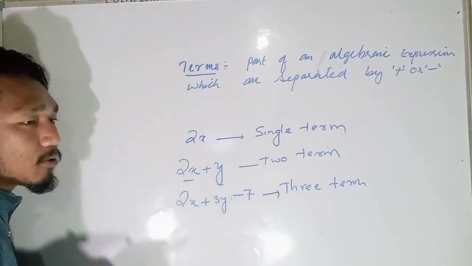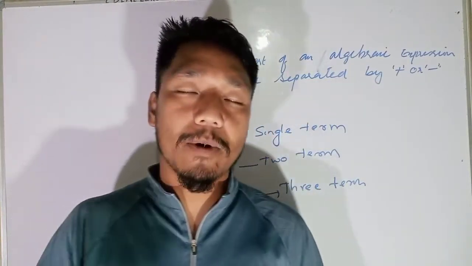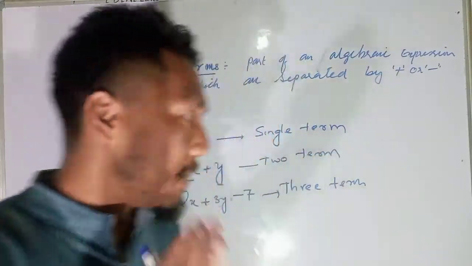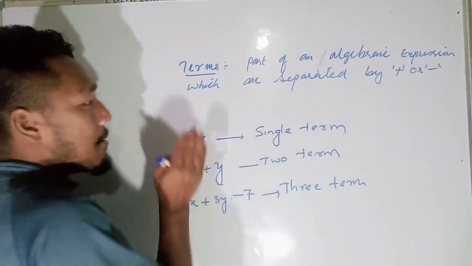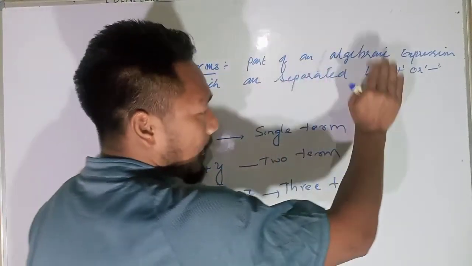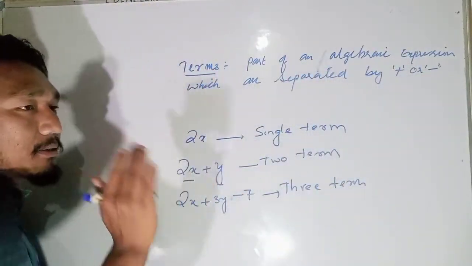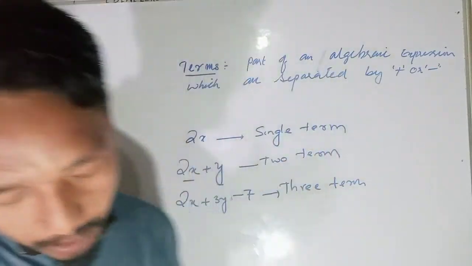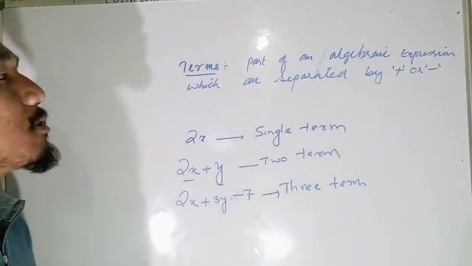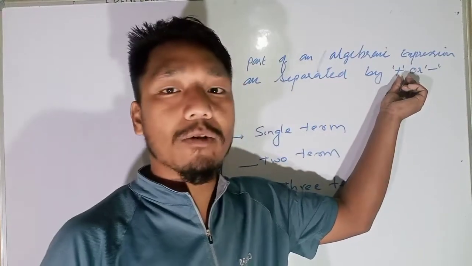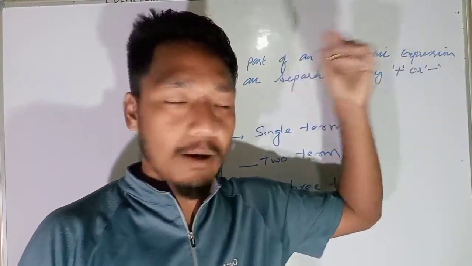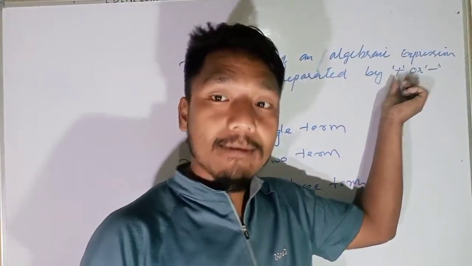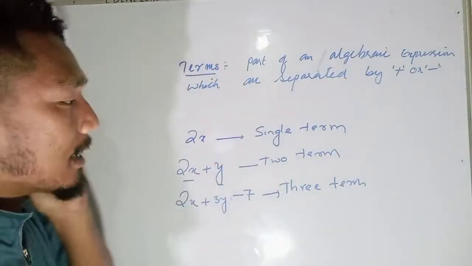So if between the variables and the constants, they have been separated by the positive, that is additions and subtraction, that means you can consider them to be two terms, three terms, or many terms. So mostly the terms are separated by the signs called plus and minus, that is addition and subtraction.